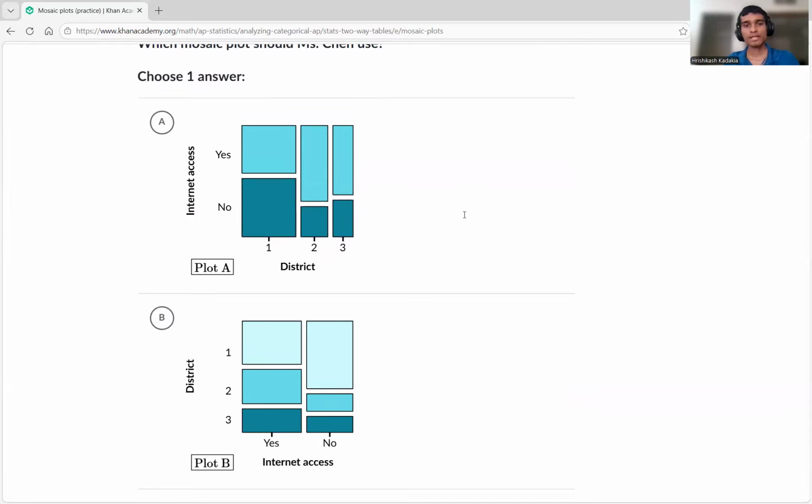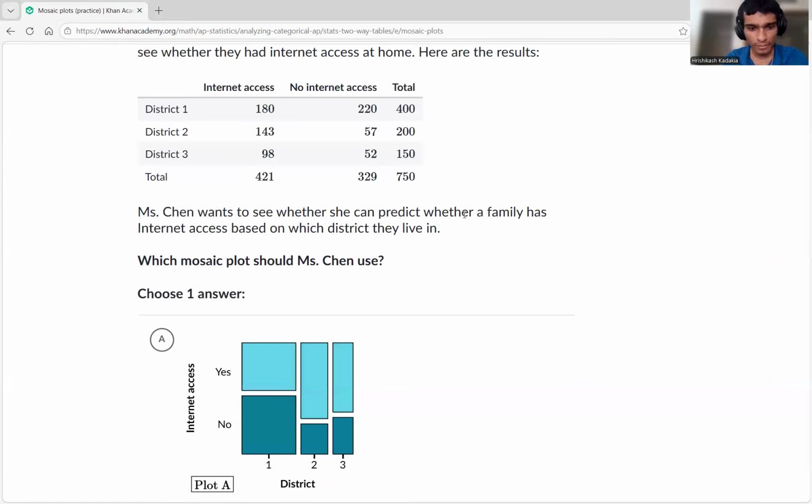Okay, now let's try to compare. How do we compare which one to choose here? Let's compare for A, looking at the yes and no columns. For the yes column, for the first district, yes is 180. So yes should be smaller, no should be greater. Yep, that makes sense. For the second district, 143 is greater than 57, right? 98 is greater than 52. So the yes part should be more.